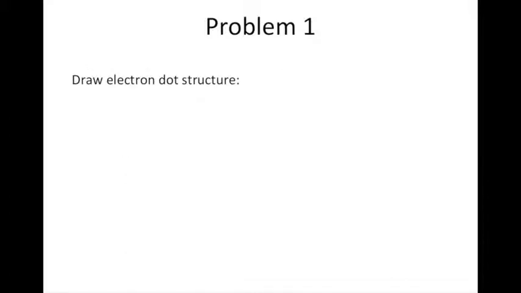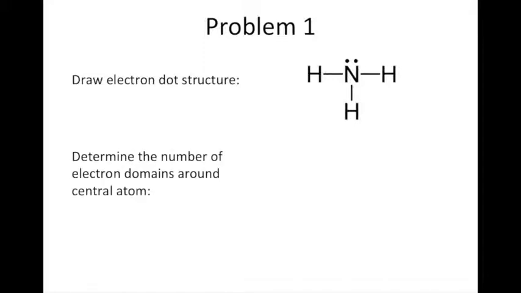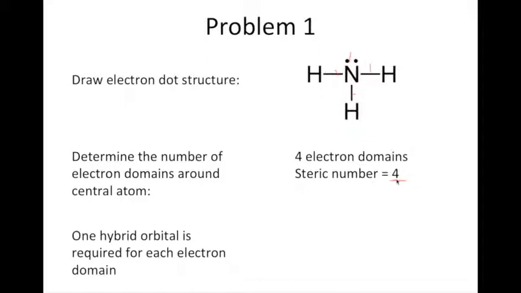Okay, so for ammonia, the first thing I would always start with is to draw our electron dot structure. So we get an electron dot structure for ammonia that looks like this. The second thing I would always do is determine the number of electron domains around my central atom. For nitrogen, I have 1, 2, 3, and the lone pair counts as 4. So I have 4 electron domains, which gives me a steric number for the nitrogen of 4. So that's going to help me determine my molecular shape and the electron domain geometry.